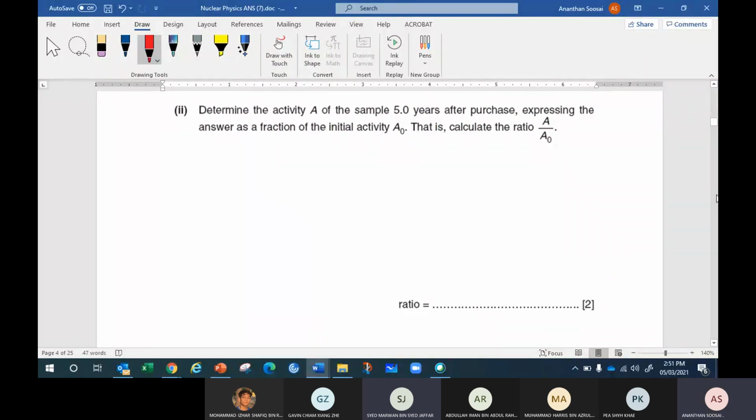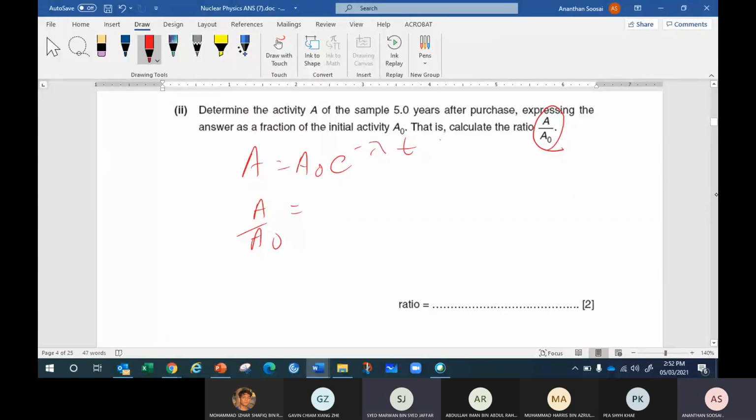Okay, now we know the mass, we know the number of particles. Now part two. Determine the activity A of the sample 5 years after purchase, expressing the answer as a fraction of the initial A naught. So they're actually asking for A over A naught. Whenever it's A or A naught, what formula comes to your mind? A equals A naught e to the negative lambda t, of course, right? So you're looking for A over A naught, the fraction still remaining. Be careful, it's the fraction still remaining, expressing the answer as a fraction of the initial. Determine the activity of the sample, so the activity at that moment.